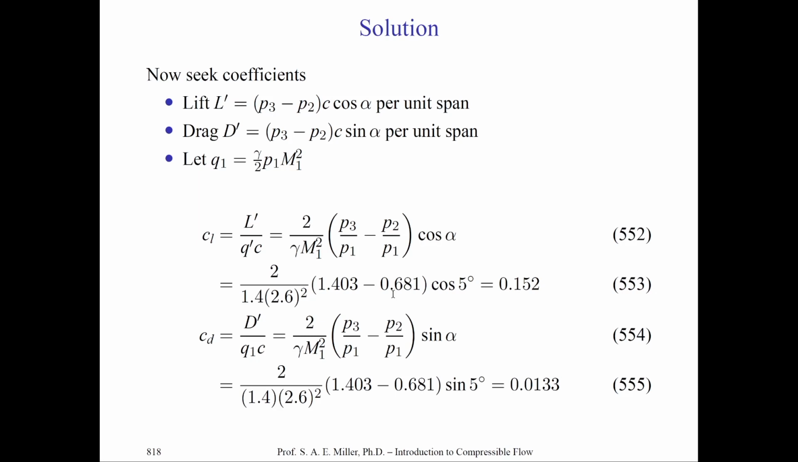Lift will go as P3 minus P2, that's the pressure difference across the plate, times its chord times cosine alpha, which is of course the projection of the chord with respect to the angle of attack of the pressure forcing in the cross-stream direction. And that's per unit span, so we have a unit span. The drag will be the same equation, but with a sine to project the pressure forces in the axial or streamwise direction of flow, sine alpha. So it's the same equation.